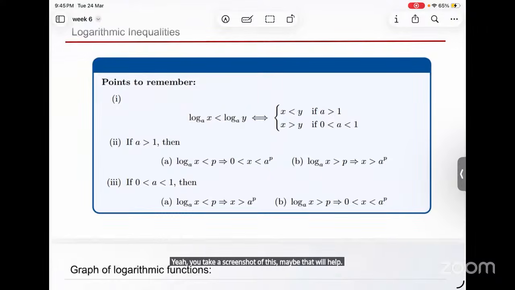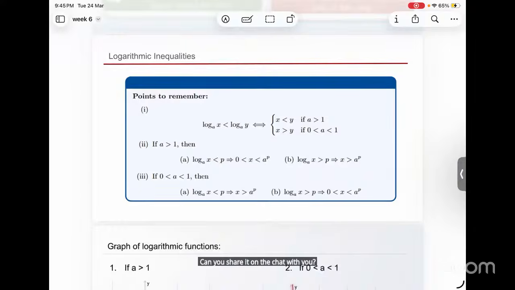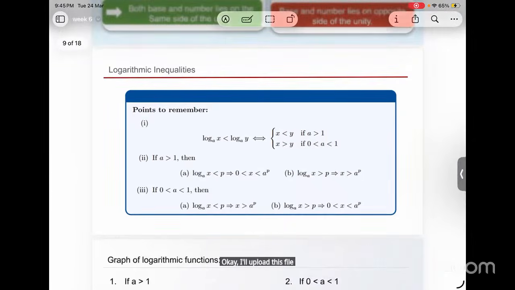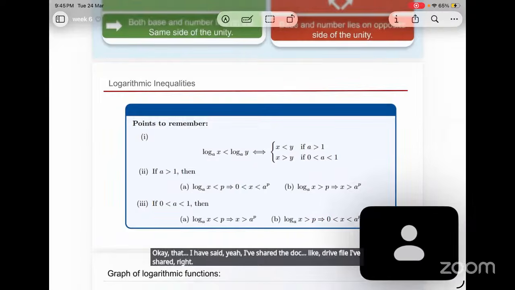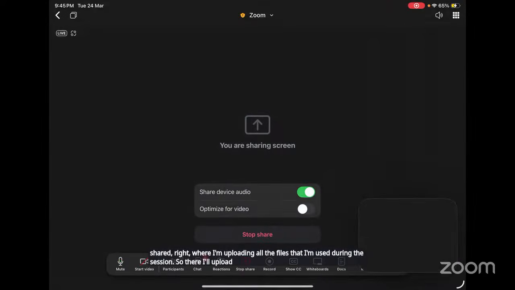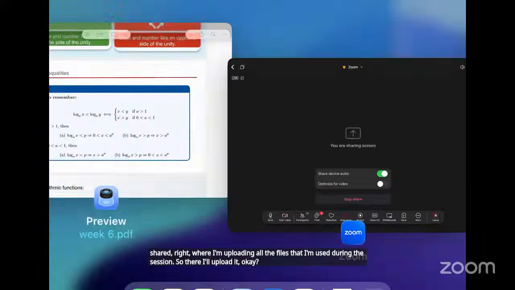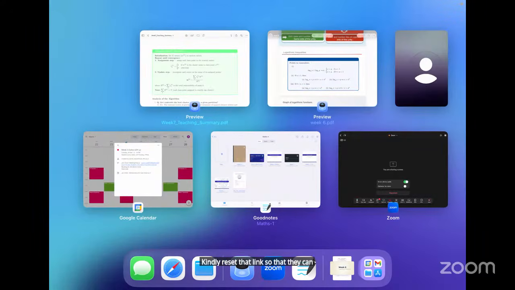Share it on the chat window. Okay, I'll upload this file wherever I'm uploading everything. Okay, from where can I download it? From the course dashboard. I've shared the drive file, where I'm uploading all the files that I used during the session. So there I'll upload it. Okay, kindly reshare that link so that I can have access. Okay.